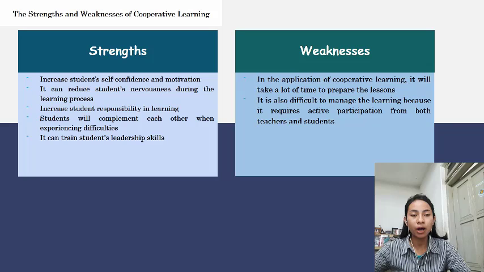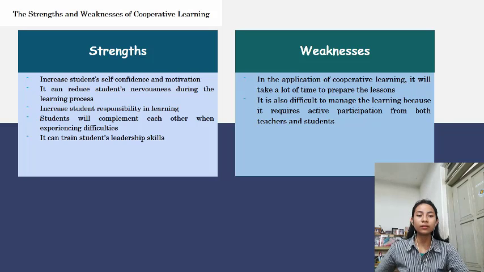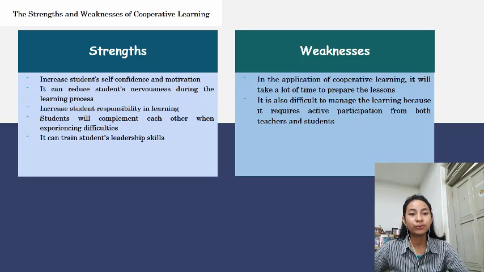The application of cooperative learning in the class tends to increase the students' self-confidence and also motivation when participating in the learning process. The existence of social interaction between students can reduce students' nervousness during the learning process, and it also can increase students' responsibility in the learning and make it easier for the students to learn through sharing ideas. This cooperative learning is very good for students because students will complement each other when they are experiencing something difficult in the learning process.